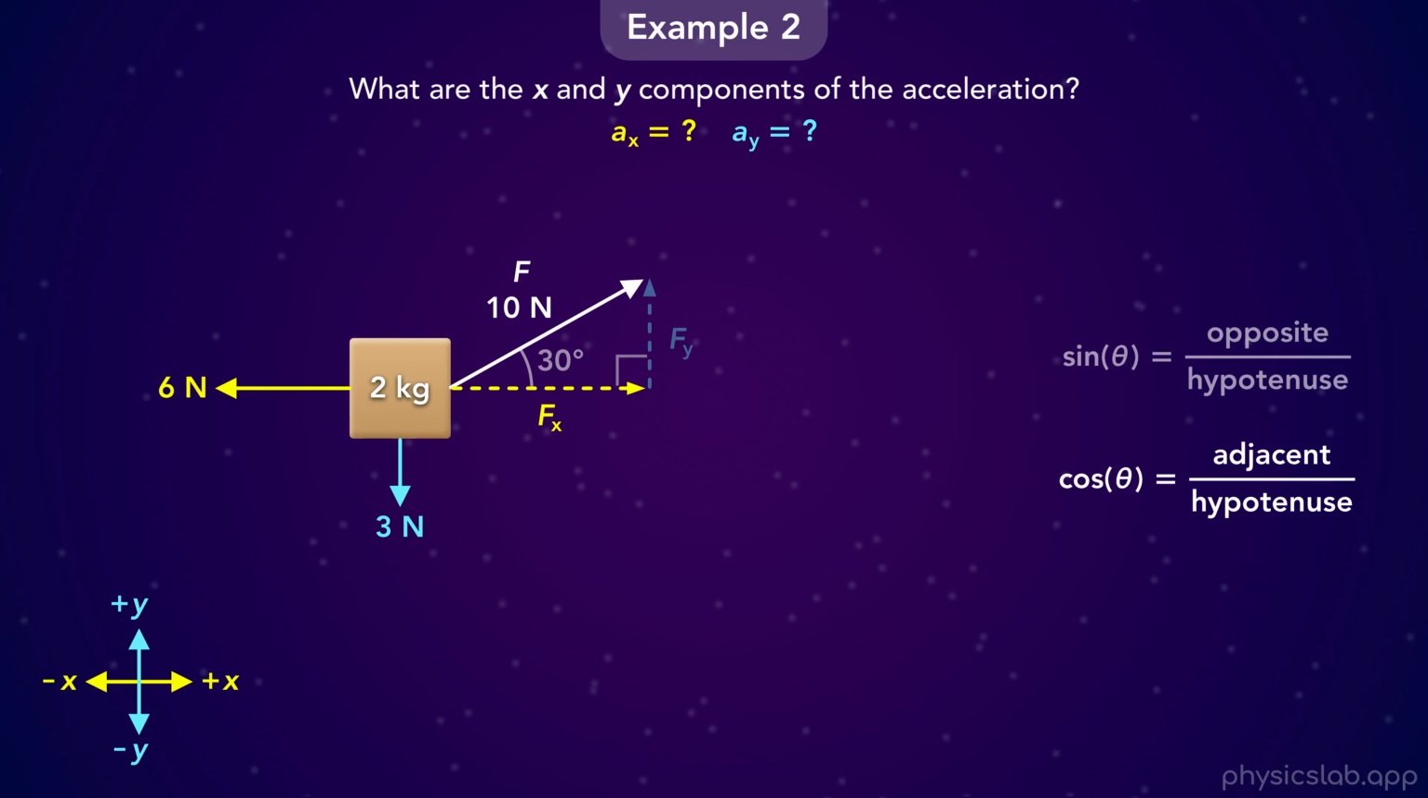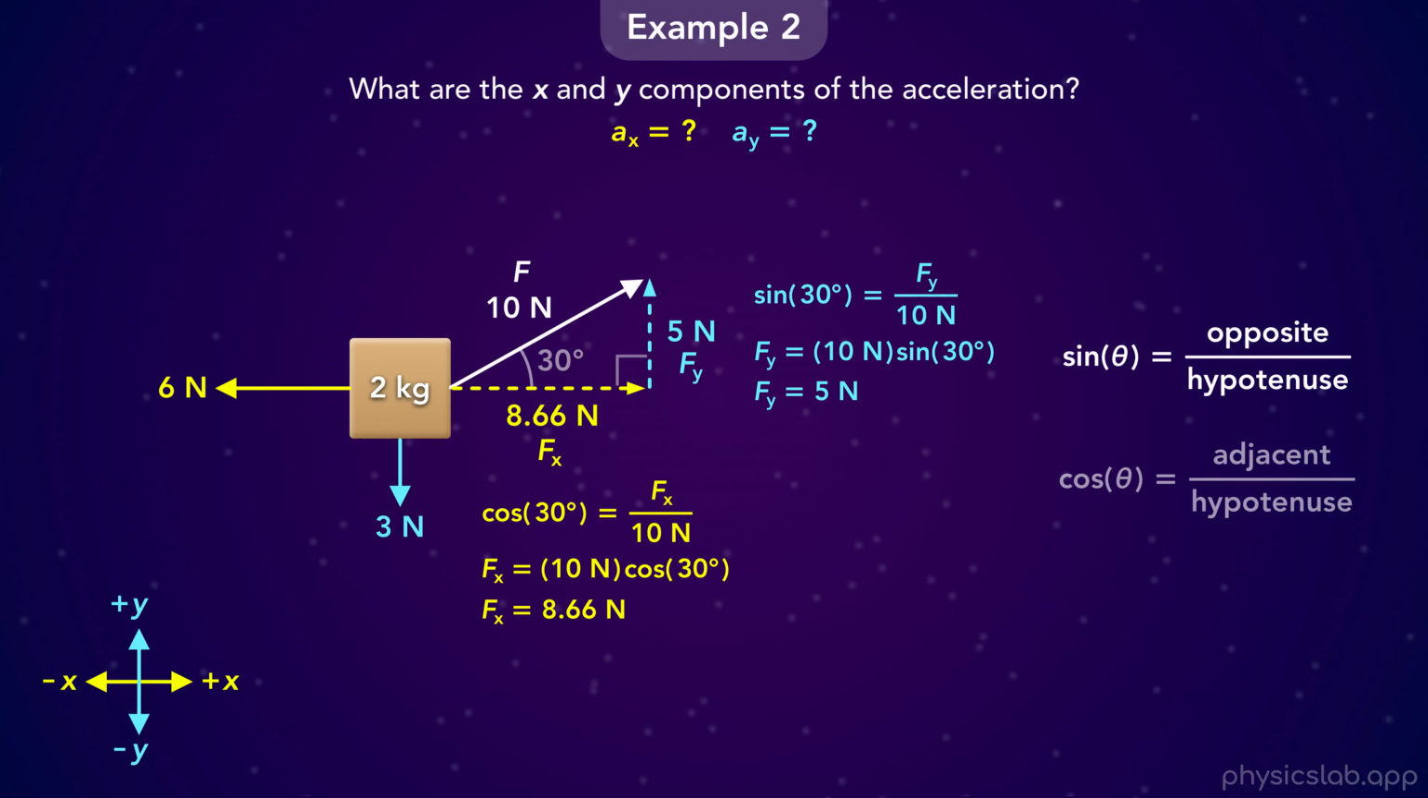In this case, the x component is next to the angle, so cosine of 30 degrees is equal to the adjacent side, the x component, divided by the hypotenuse, which is the magnitude of the vector, 10 newtons. If we rearrange that, we get 8.66 newtons for the adjacent side of the triangle, which is the x component of the 10 Newton force. We do the same thing for the y component, but we use sine, because the y component happens to be opposite from the angle. That gives us 5 newtons for the y component.